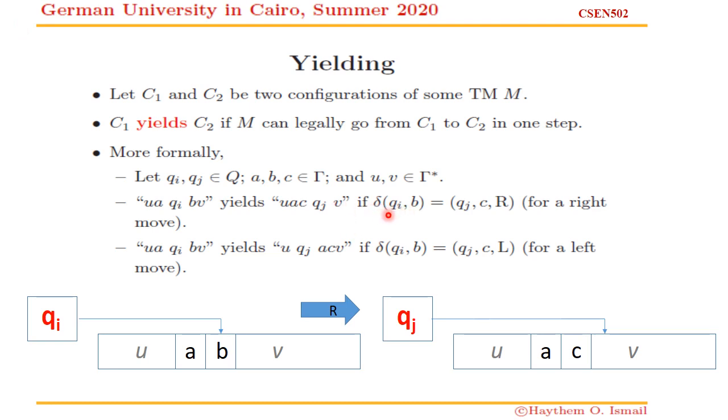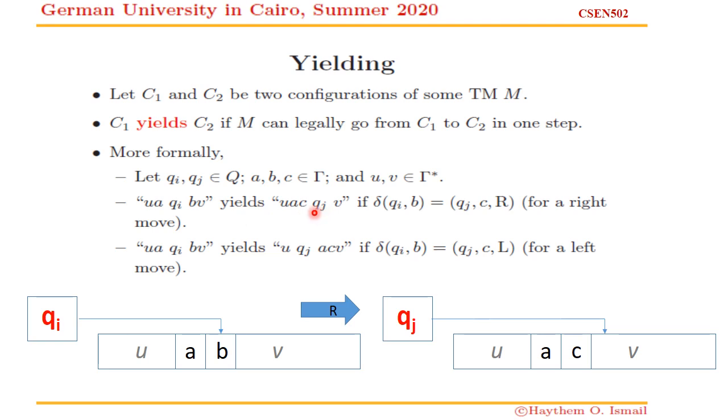Now, if the transition function says that in state Qi, reading a B, which is the situation here in this configuration, the next state will be Qj, then you need to enter Qj, write a C in place of the B, and move to the right. If that is what delta says, and we are in this configuration, then definitely this will be the next configuration.